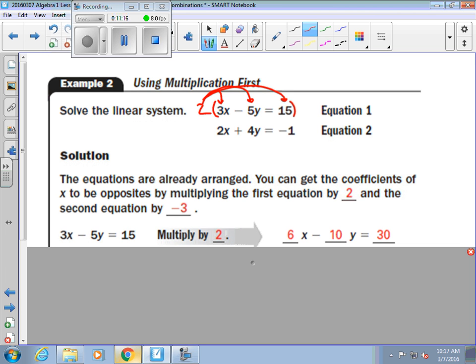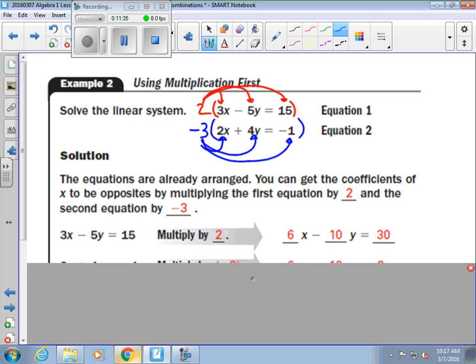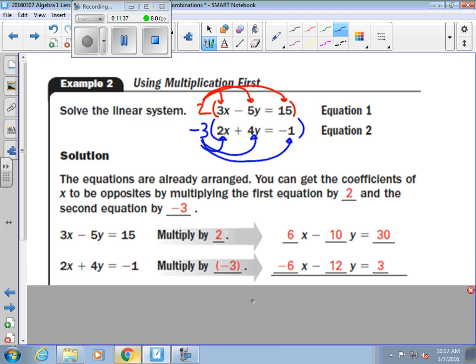So in order to create -6 on the bottom, we need to multiply it by -3. So -3 times 2x is -6x. -3 times 4y is -12y. And -3 times -1 is +3. So that is distributing 2 to the first equation. Remember, you have to multiply it by all terms in it. And -3 to the second equation, same thing.